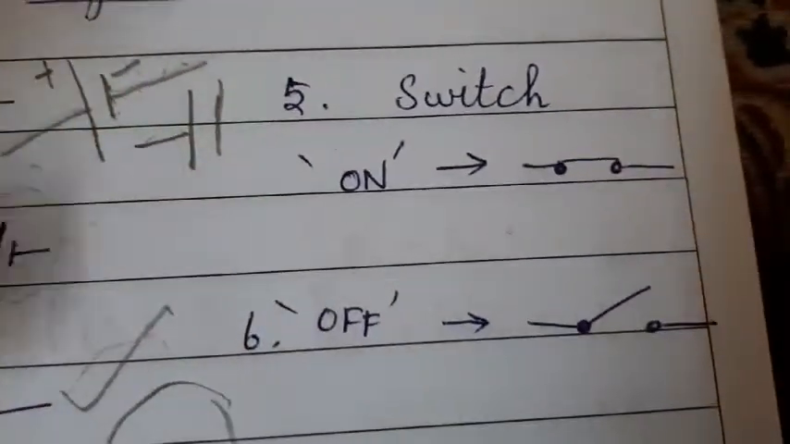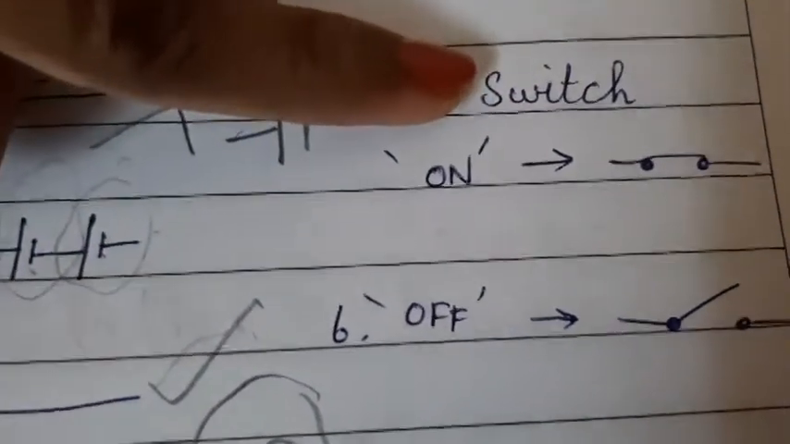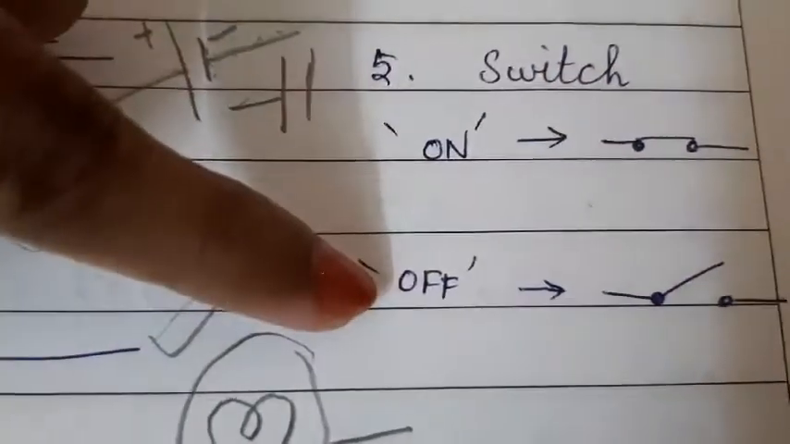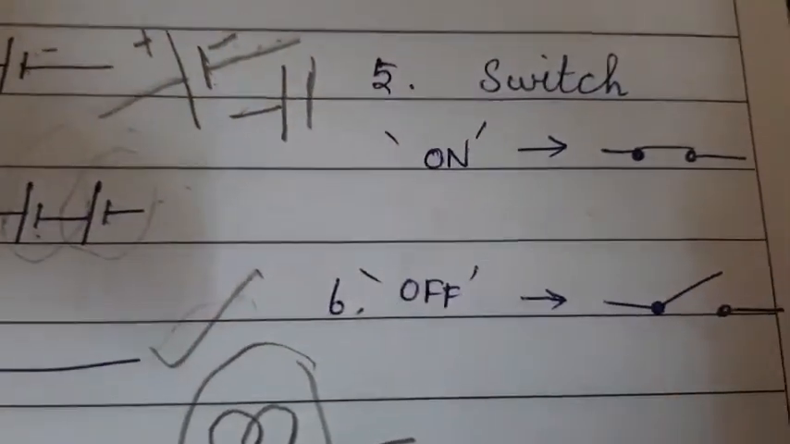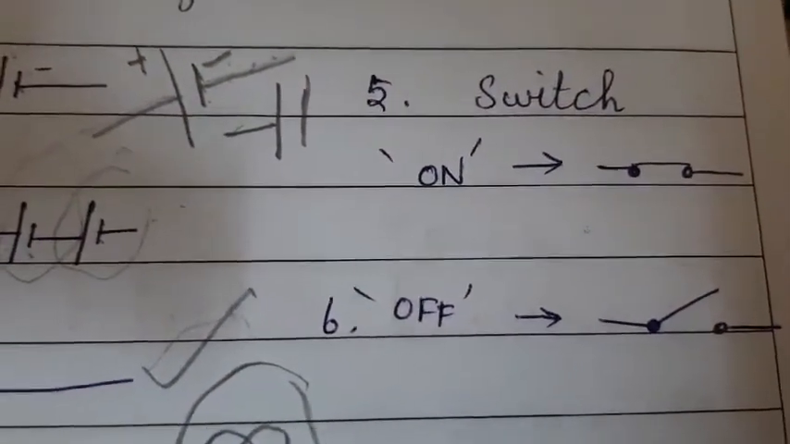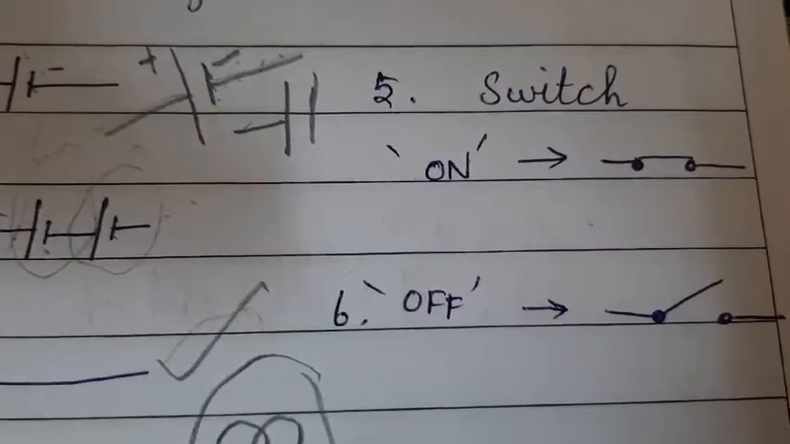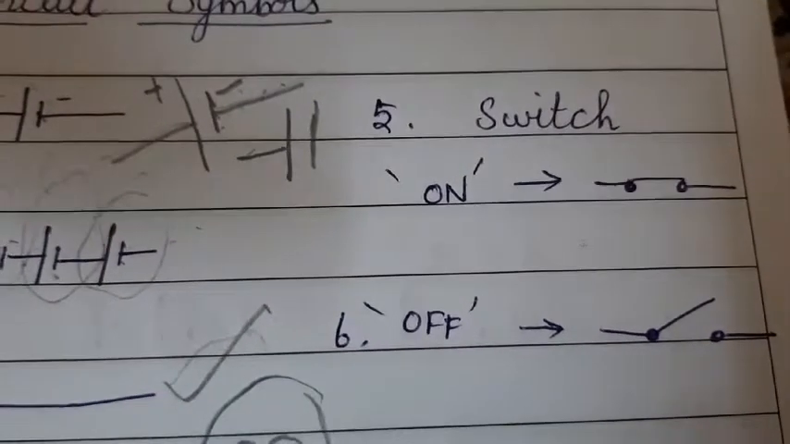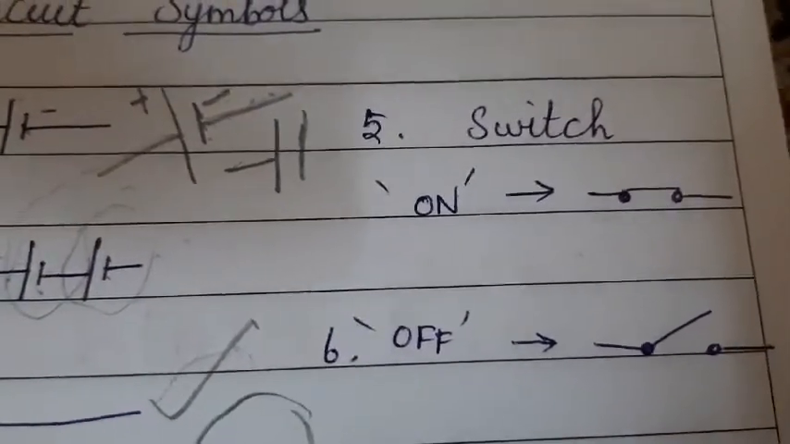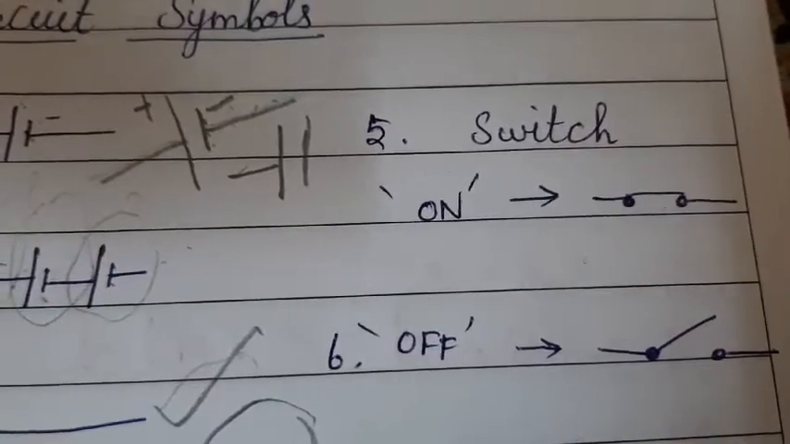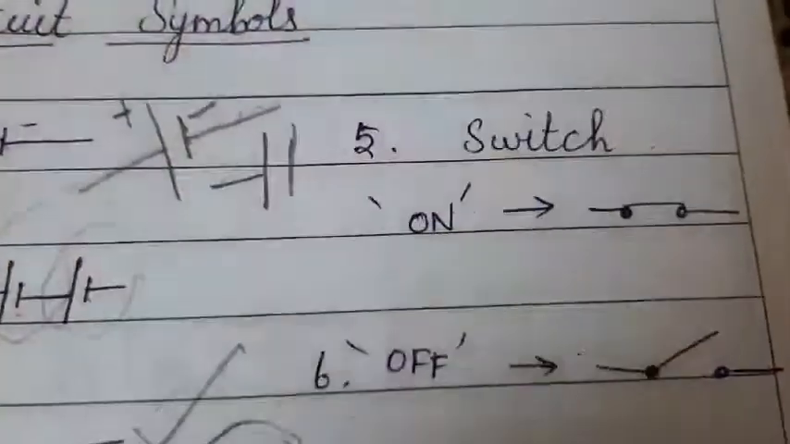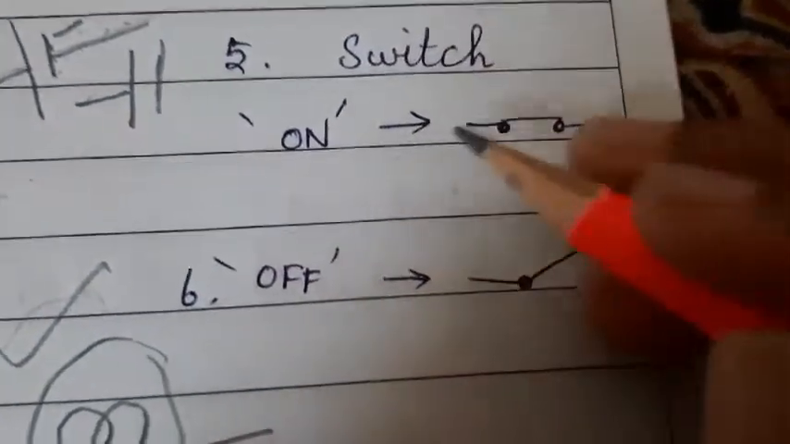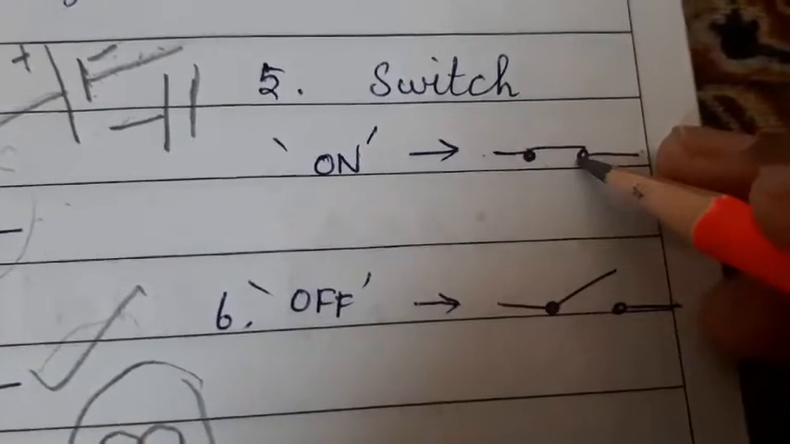And next is switch. So there are two ways to represent the switch. If the switch is in on position and if the switch is in off position. So a switch in on position means the current will flow through the circuit. If the switch is in off position, the current will not flow through the circuit. So the same way I represented it diagrammatically. So this is the connecting wires. These two dots represent the ends of the switch.